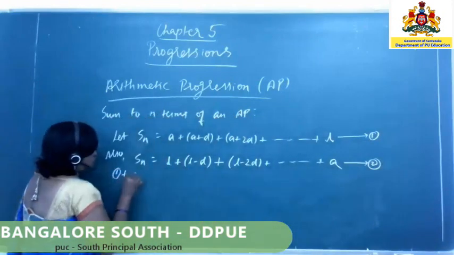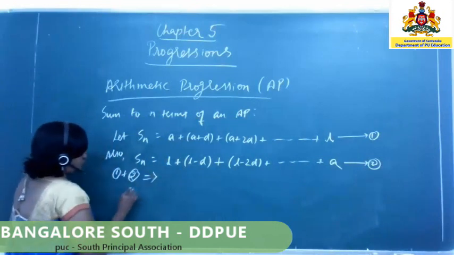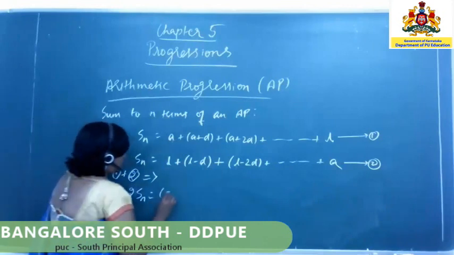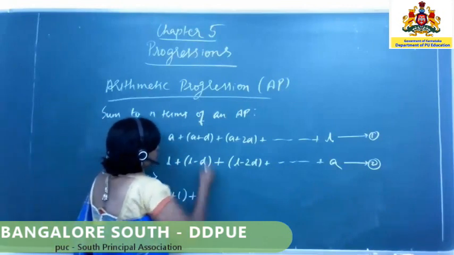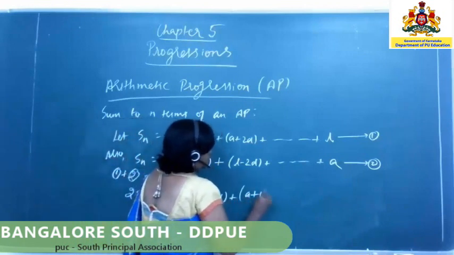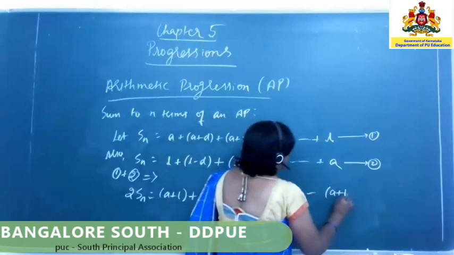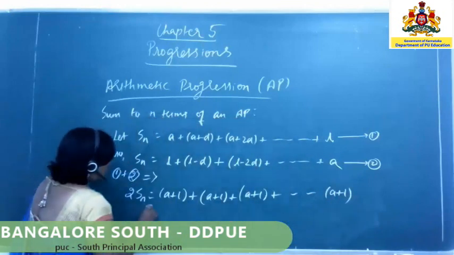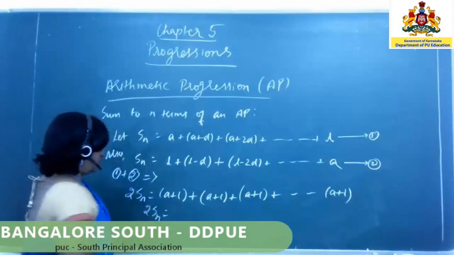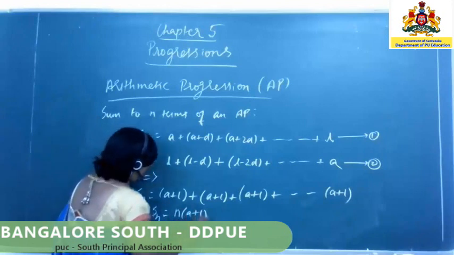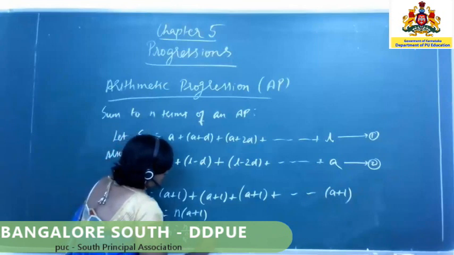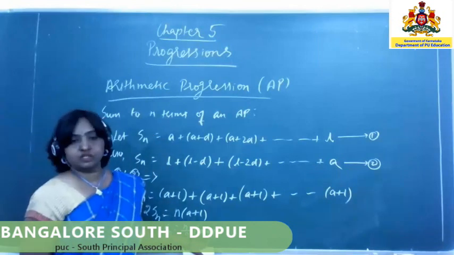So 1 plus 2 implies 2Sn is equal to, adding the corresponding terms, A plus L plus, here D will get cancelled, A plus L plus A plus L, and so on up to A plus L. So 2Sn is equal to n times A plus L, so n into A plus L. So Sn is equal to n by 2 into A plus L, where L is the last term.